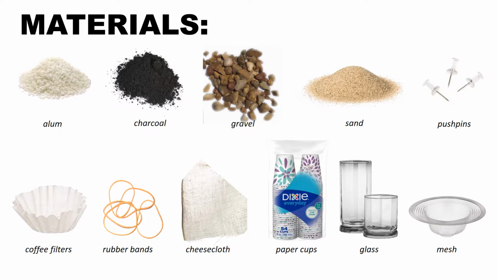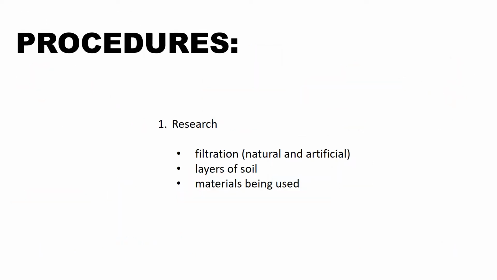The materials used are, as you can see, alum, charcoal, gravel, sand, push pins, coffee filters, rubber bands, cheesecloth, paper cups, glass, and mesh. The first procedure is to conduct research. Already knowing that water filtration is the process of removing impurities, I first researched the process of water filtration, both as it occurred in nature and as a man-made process.